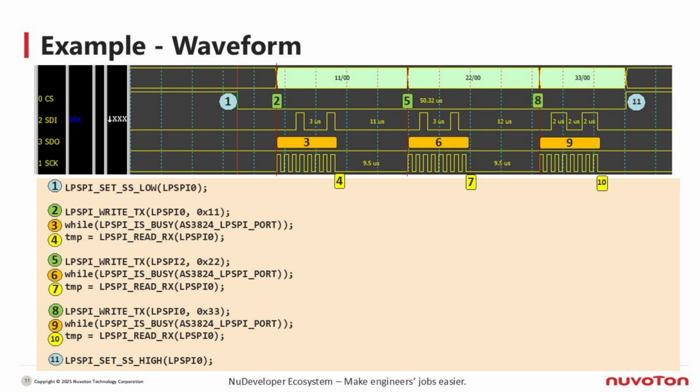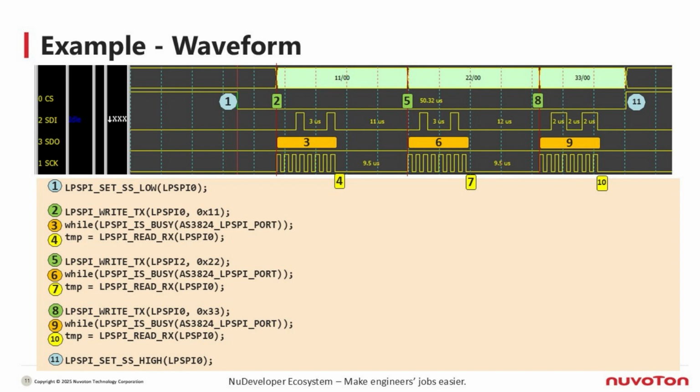Step 2. Write the first byte 0x11 into the TX FIFO. Once written, the hardware begins shifting this data out. Step 3. Poll the busy flag. Wait until the byte is completely shifted out. Step 4. Read the first received byte from the RX FIFO. Since SPI is full duplex, while sending, the master simultaneously receives data from the slave.